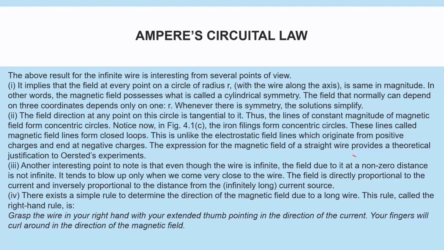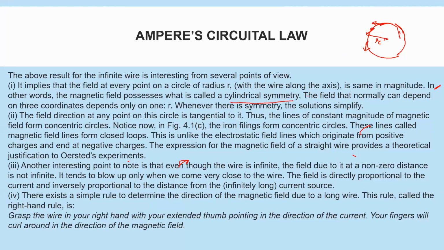So if we are considering a circle over here, and its radius is r, at every point on the circle, the magnetic field is going to be the same in magnitude. Why? Because suppose we are considering the tangential component of all these magnetic fields, you can see that the direction is constantly going to change, but the magnitude remains the same. So what we can say from this is that the magnetic field has a cylindrical symmetry.